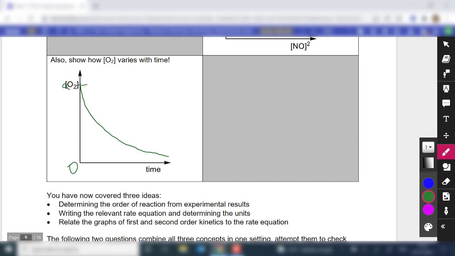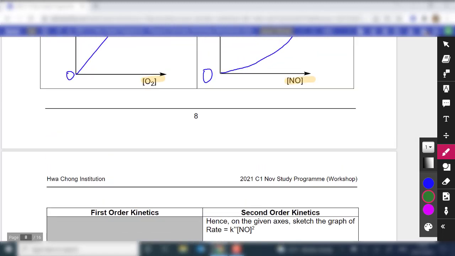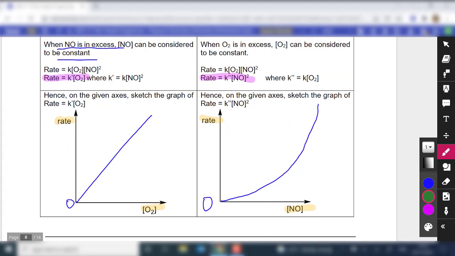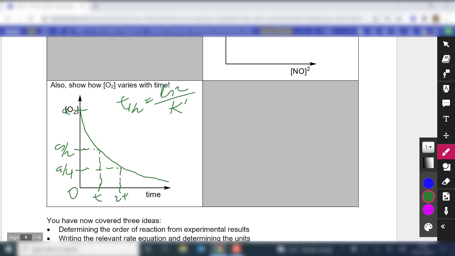So if this is A and this is A over 2 and this is A over 4, I'm going to expect the t half to be constant. So if this is T, this will be 2T. The t half is actually ln 2 over k prime. Remember that it's k prime, not k. So it's ln 2 over k prime, and in this case, it will be a constant half-life.